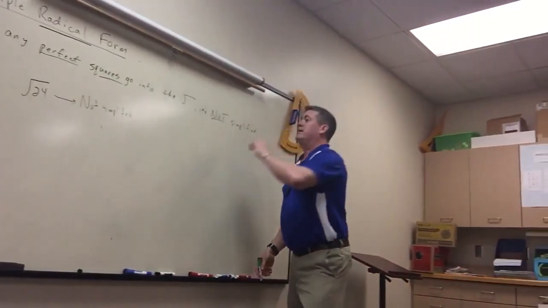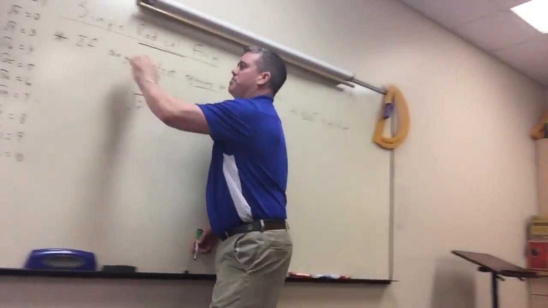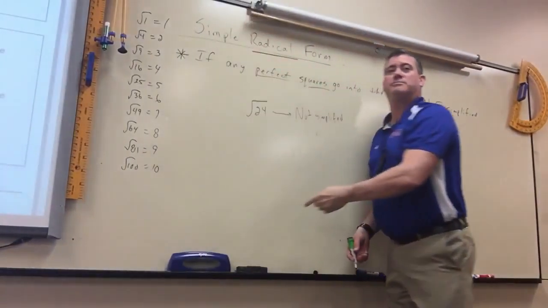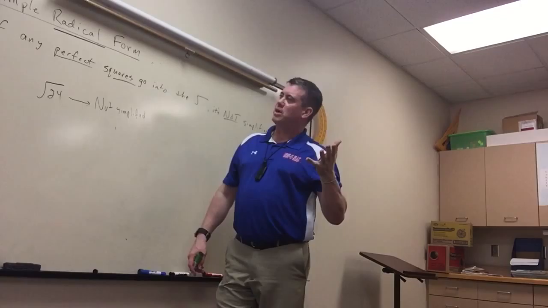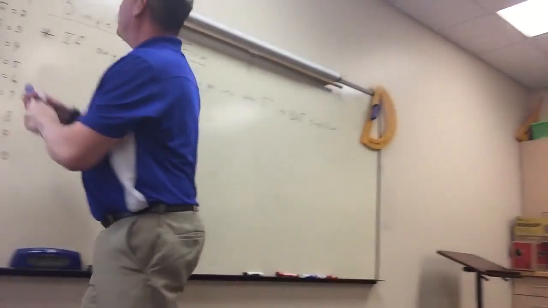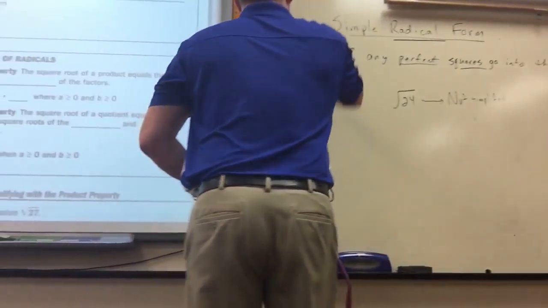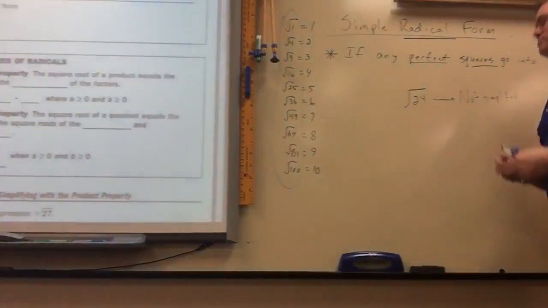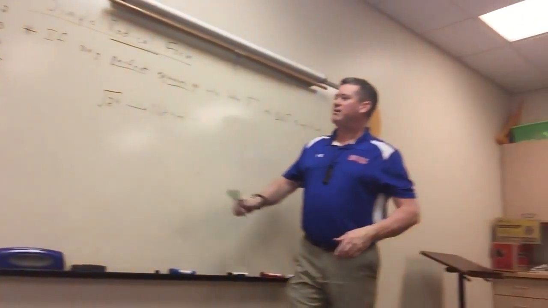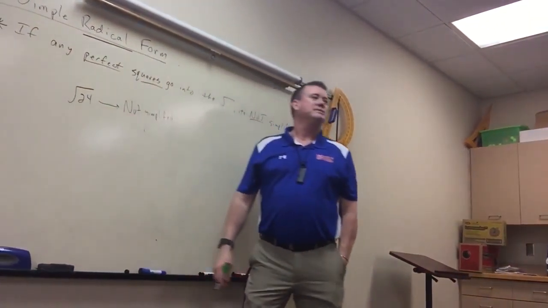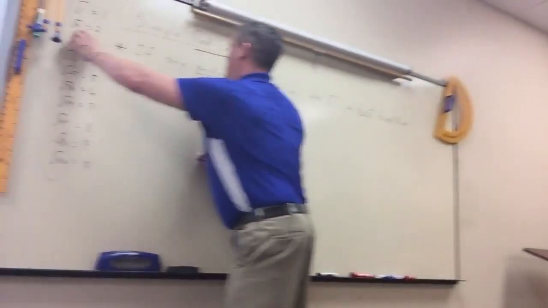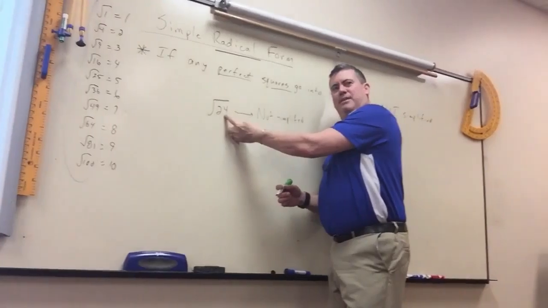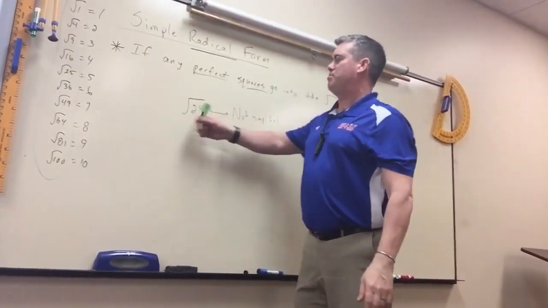The reason why is because there is a perfect square that goes into it. Which one? 5? 5 is not a perfect square. 6? 6 is not a perfect square. Here are the perfect squares. 25? 25 doesn't go into 24. 16? No. Number 4. 4 goes into 24 how many times? 6. So what you do is you break this up.